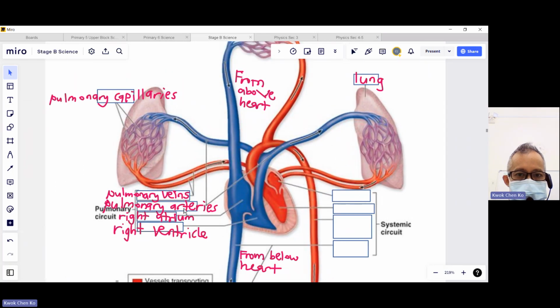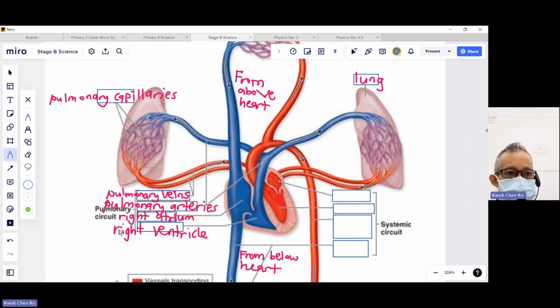Okay, the pulmonary arteries: one to the left lung again, one to the right lung. Same thing for the veins, from the right lung and from the left lung. Well, hopefully you can figure out the rest.